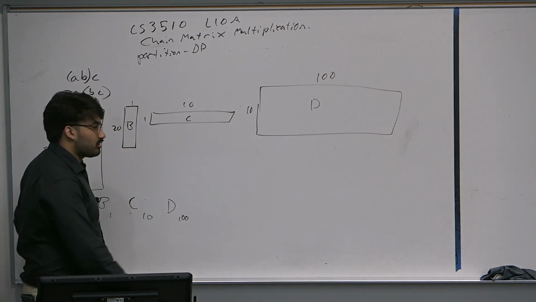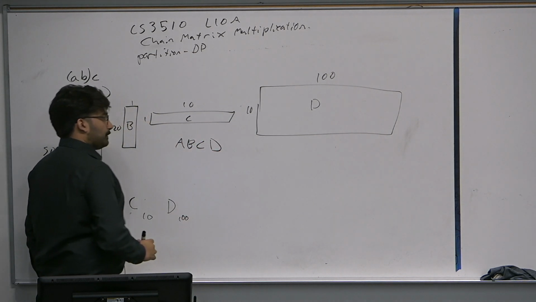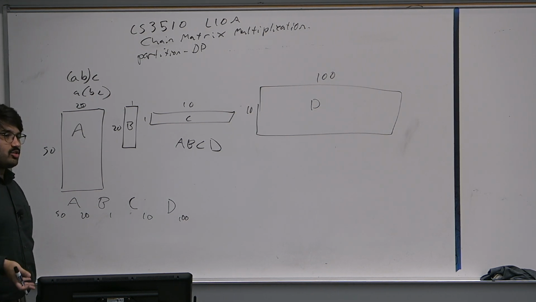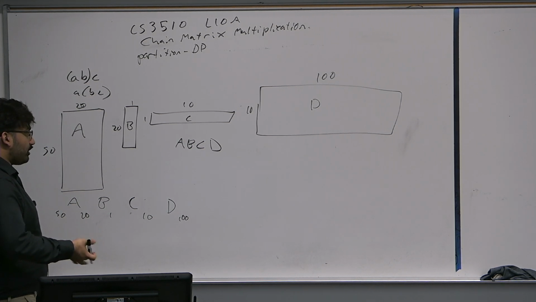And let's suppose we want to compute A, B, C, D, right? We don't actually want to compute the actual matrix multiplication, we want someone else to compute A, B, C, D. We just want to compute the most efficient way to compute A, B, C, D. And there are several associations.